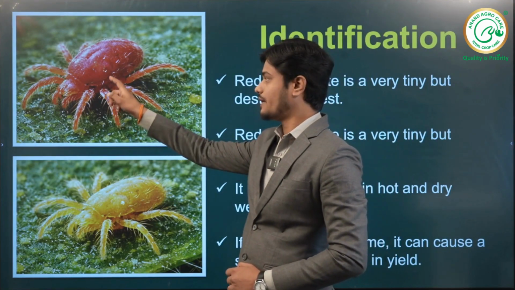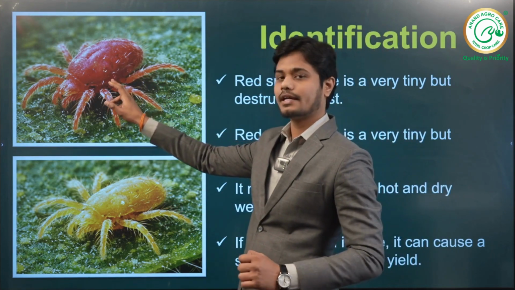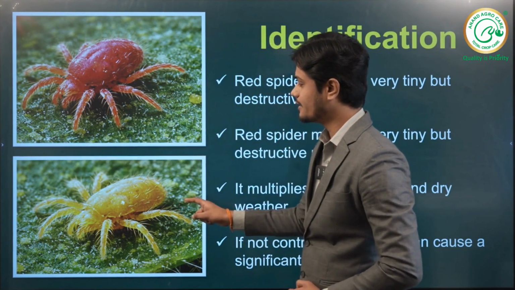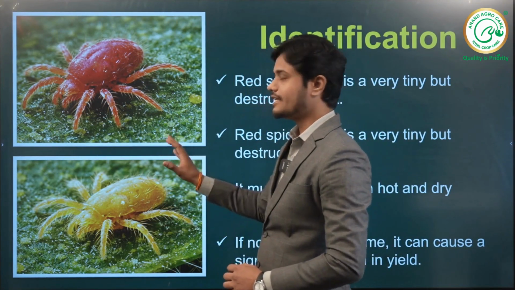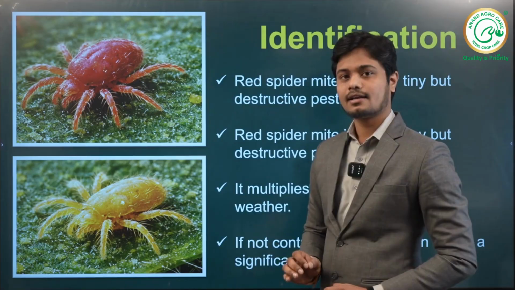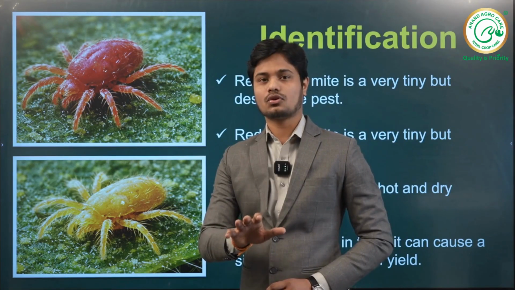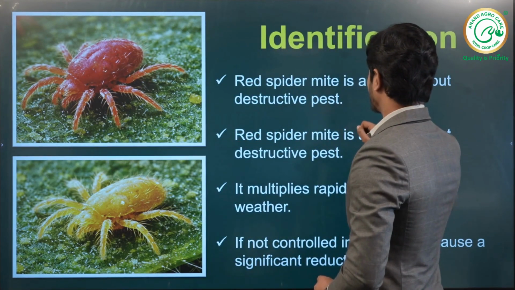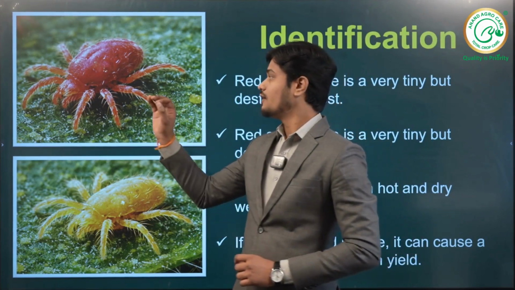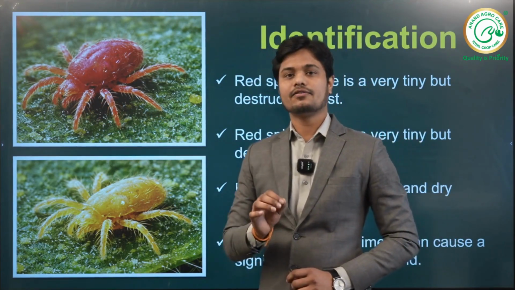On the top side or left side, you can see the magnified images of this pest, red mites. It is most commonly found in red or orange color. These pests are so small, so tiny, that they are usually visible as small moving dots on the surface of leaves. But if you see them under magnification, you can see their body as well as their legs clearly.